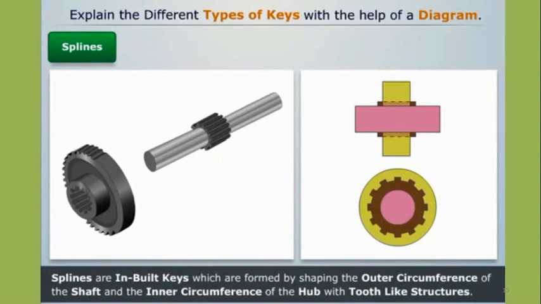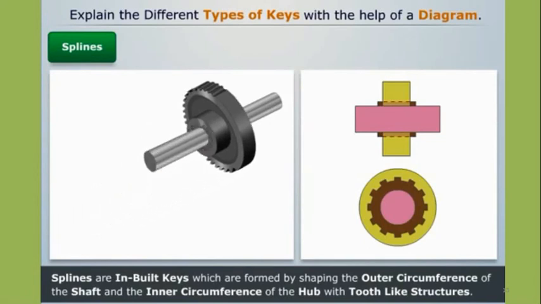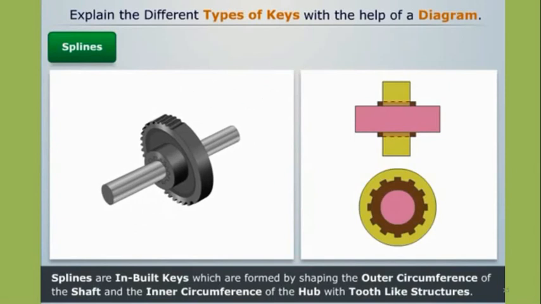Splines are inbuilt keys which are formed by shaping the outer circumference of the shaft and the inner circumference of the hub. With tooth-like structures, they are used when there is a relative axial motion between the shaft and the hub.